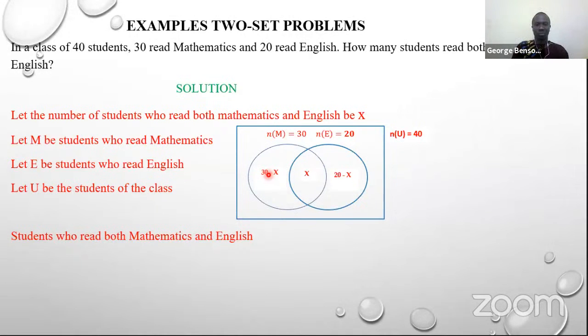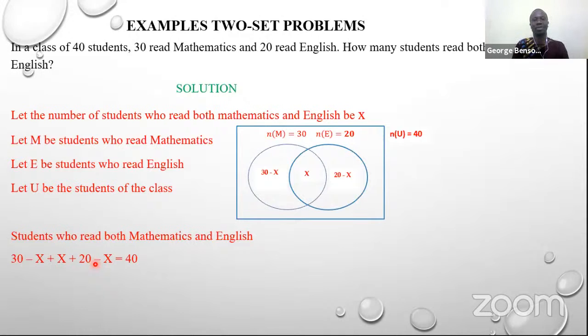So to solve, since there is no element that does not belong to either of them, it simply means that this region, that's those doing only mathematics, plus those doing both mathematics and English, and those doing only English, should be equal to our total universal set. So as you can see, 30 minus x plus x plus 20 minus x is supposed to be equal to 40. We are trying to find the number of students who do both English and math.